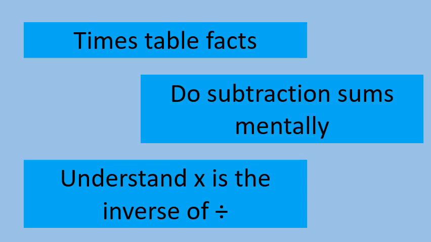Now look at what you came up with as those three important skills and compare. Number one, times tables facts. We all know how important it is to know our times tables. Number two, do subtraction sums mentally. That means no paper and pencil. It's all worked out in our brain. Number three, to understand multiplication is the inverse of division. If you've got all of those three, fantastic. If not, now you know your next steps.